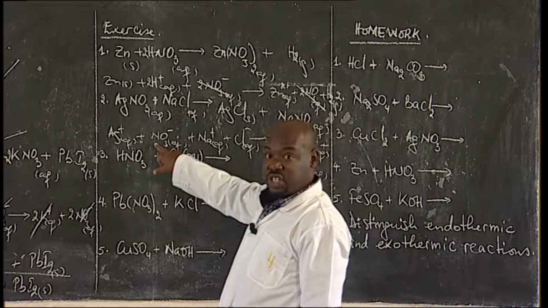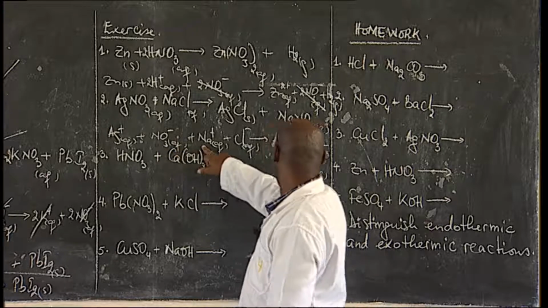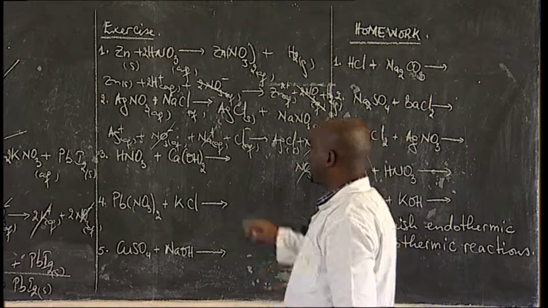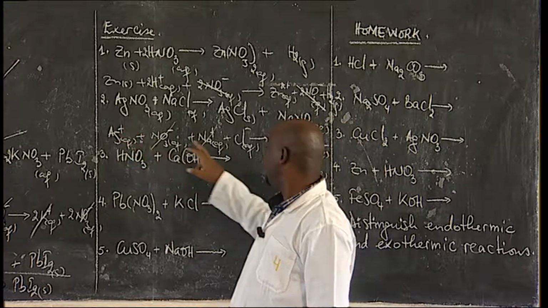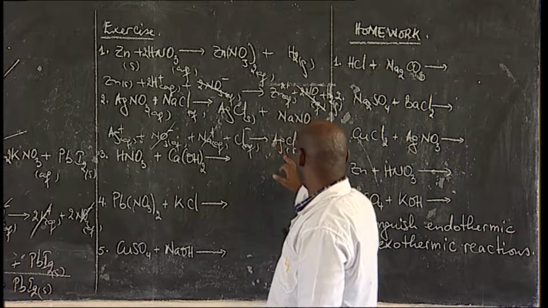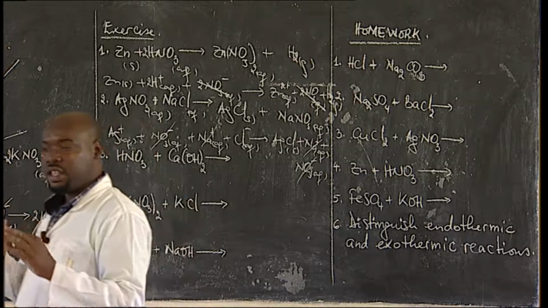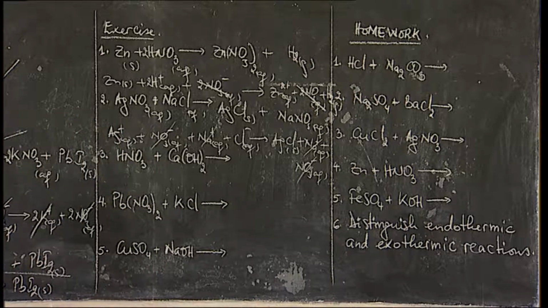The nitrate ion is present in the free form here, and sodium is also present in the free form, so we cross them out, and our ionic equation remains silver reacting with the chloride ion to produce solid silver chloride. So that is how we write the ionic equations. Remember, we write ionic equations for single displacement reactions and double replacement reactions only. For other reactions, it's not possible.